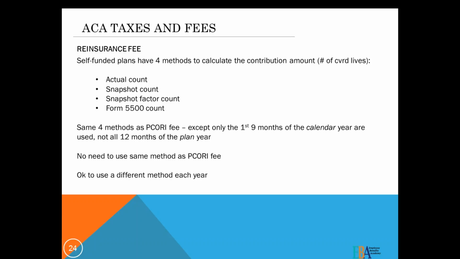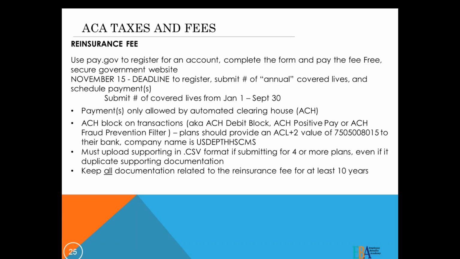So plans can use different methods to calculate reinsurance fee than they did to calculate the PCORI fee. And it's okay to use a different method each year. There's no need to use the same method as a prior year if that doesn't work out best for your plan. Your plan should calculate various methods to determine what's the best and hopefully least expensive for them as well.